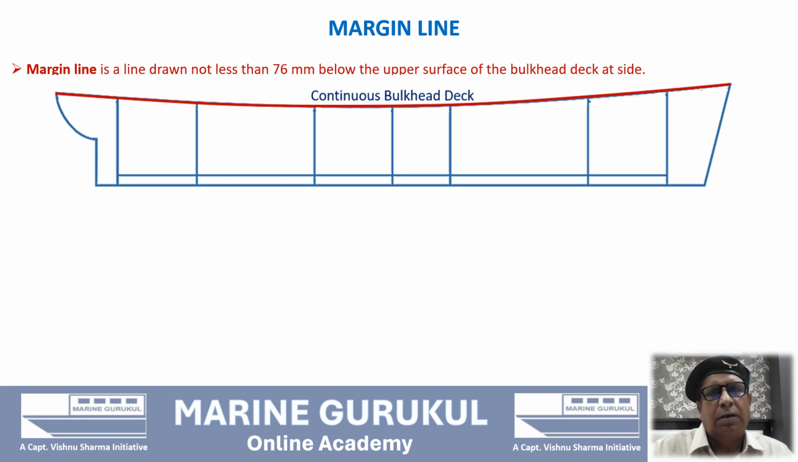Now if the bulkhead deck of a ship is continuous, as you can see in this case, then the margin line shall be at a distance of not less than 76 mm below this continuous bulkhead deck. So in this case, the margin line shall also be continuous, as can be seen by the green broken line in the diagram.